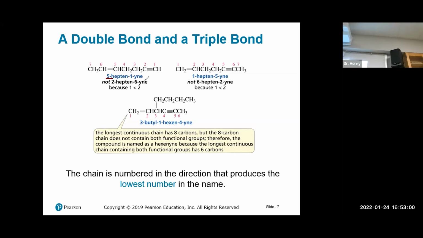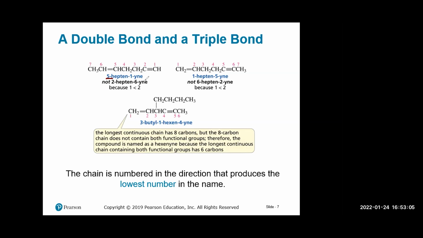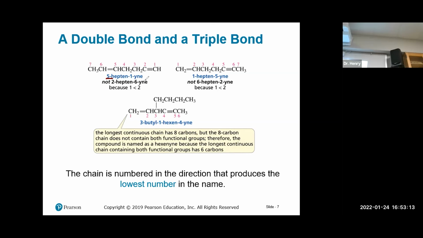Are you guys there? You with me? You see it? Yes, because in this case, in the 1 carbon, remember, they're equal. Now we're just looking at which one has the lowest number, right? So this is the 1 carbon. If we go over here, that's 1, 2. That would be a 2 carbon, right? So in this case, this guy is 1-heptene, 5-yne.